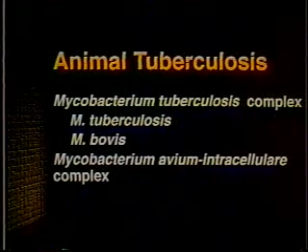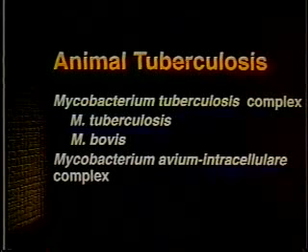Tuberculosis, a historic disease and one for which we have had an eradication program for many decades, with the target organism being Mycobacterium bovis. There are three major organisms of the genus Mycobacteria, and then a large number of less important Mycobacteria. The first is Mycobacterium tuberculosis, the human form of tuberculosis. Then there's Mycobacterium bovis, and then Mycobacterium avium, or the avium complex.